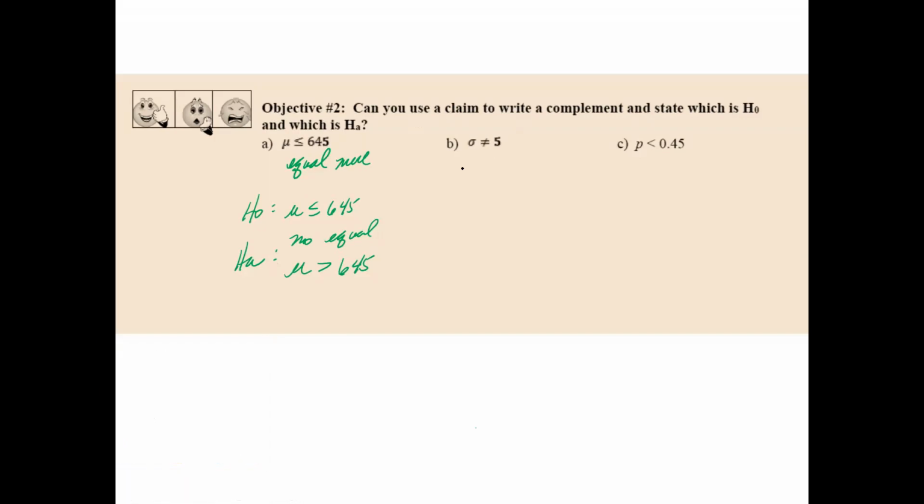All right, for B, it is saying it's not equal. For not equal, remember this is going to be alternative. Alternative always does not have the equal sign. Null has the equal sign. So your alternative hypothesis is going to be the standard deviation does not equal 5, which means the null hypothesis is it does equal 5.